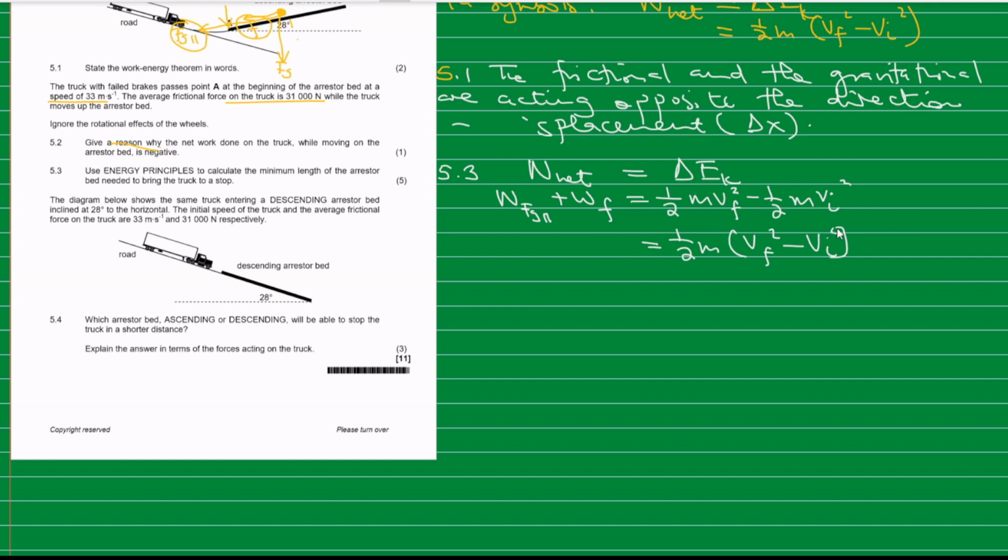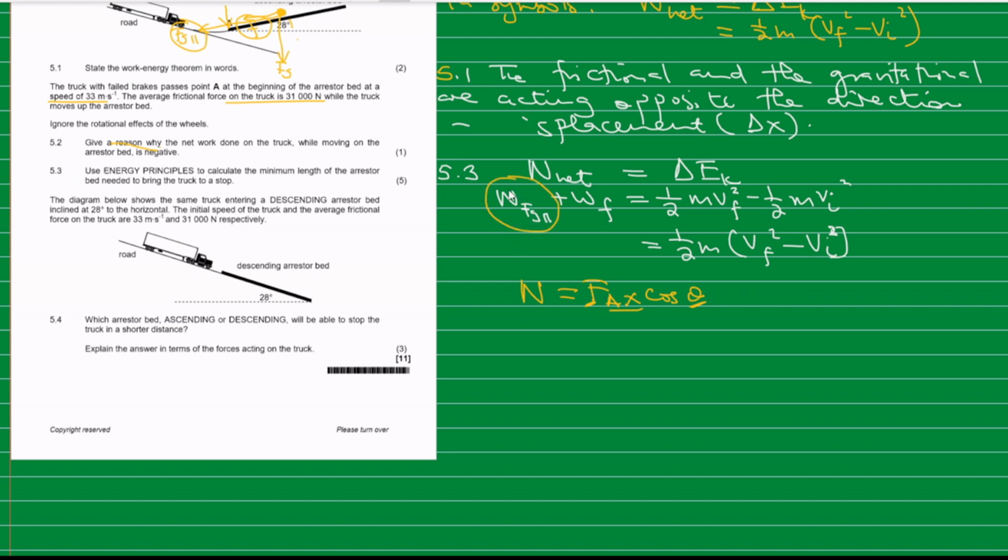Now let us come back to the substitution. We are going to find the work done by the gravitational force. Remember the formula for work done: work done is equal to F delta x cos theta, where F is the force, delta x is the displacement, and theta is the angle between the displacement and that particular force acting on the object.